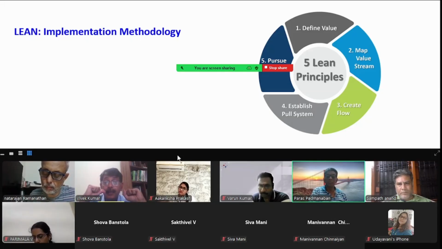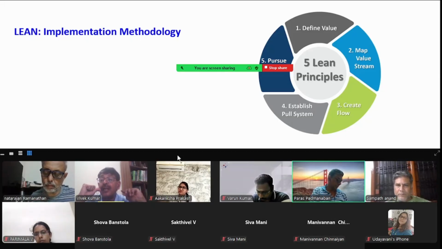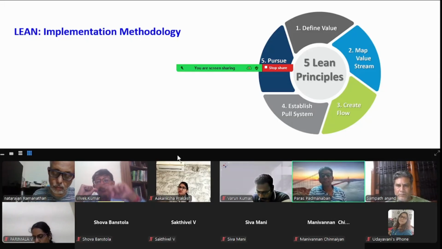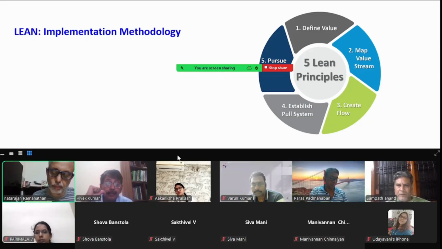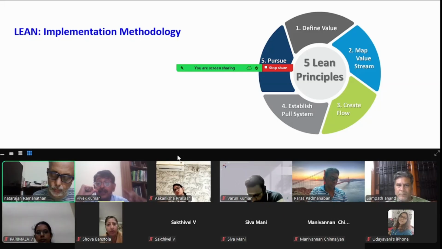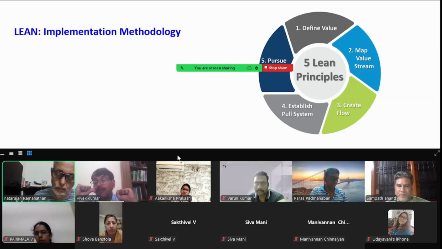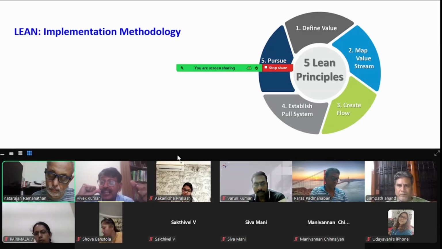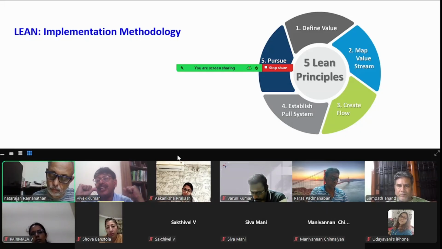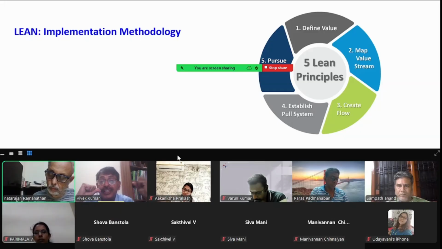Similarly, 5 phases of lean implementation methodology are also there, and they will also happen in exactly the same sequence, not in any random sequence. Natarajan ji, Parimala ma'am, Varun bhai: define, measure, analyze, improve, and control. Those are the 5 phases of Six Sigma improvement methodology. Now I am introducing you to the 5 phases of lean implementation methodology, and they are there on your screen right now.